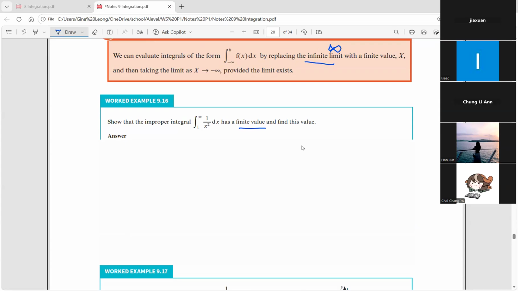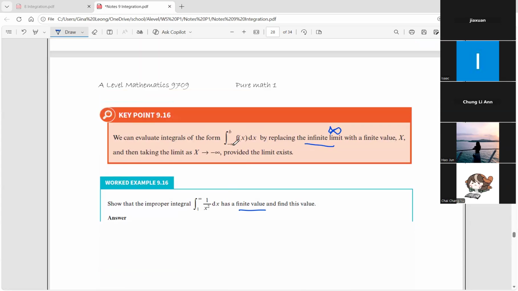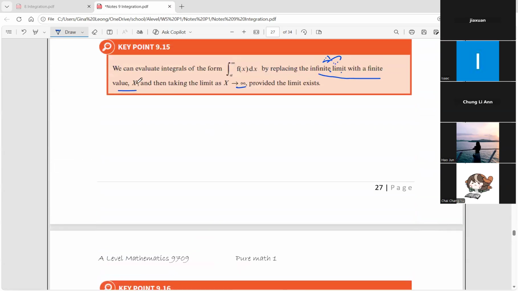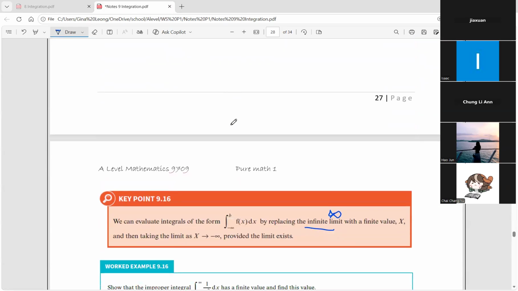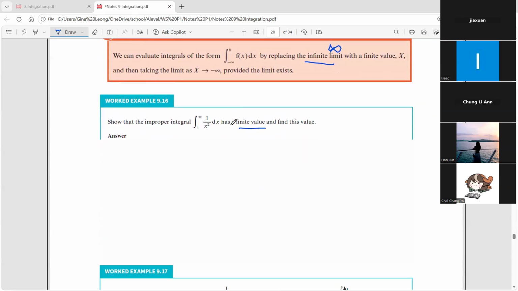Okay, so we can replace the infinite limit with the x. Can you see here? By replacing the infinite limit with a finite value, which is x. Okay, so I replace it. I go down, and I replace this one with the big x. This is what he asked me to do, so I just follow that.